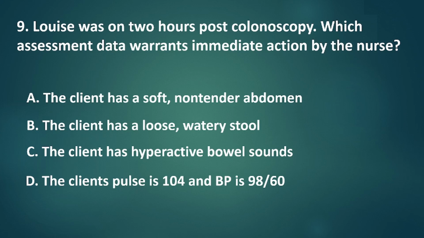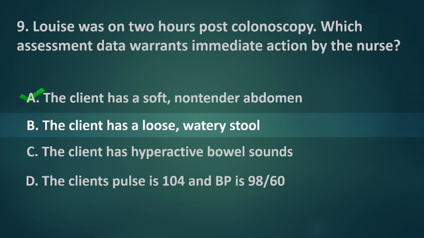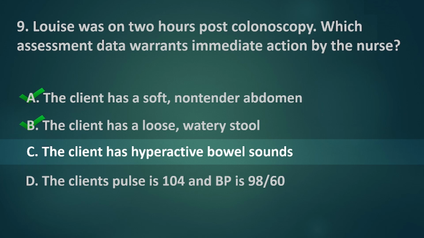Let's apply the process of elimination. Client has soft, non-tender abdomen is a good sign and has no indication of peritonitis. Therefore, letter A is a positive statement and doesn't require any further action by the nurse. The client has loose, watery stool is considered normal for post-colonoscopy patients. It's because their bowels are being cleaned up so that visualization of the intestine would be clearer. Therefore, letter B is a positive statement and doesn't require further action by the nurse. Client has hyperactive bowel sounds is a good indication that peristalsis has returned. Therefore, letter C is a positive statement and doesn't require any further action by the nurse.